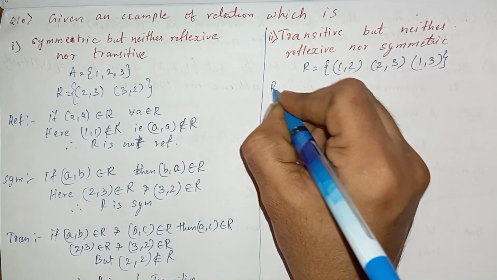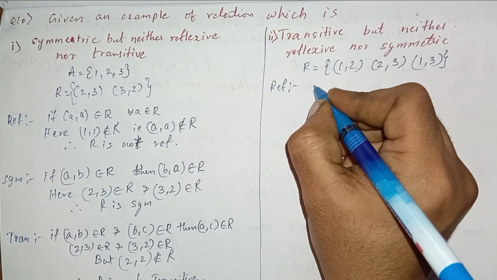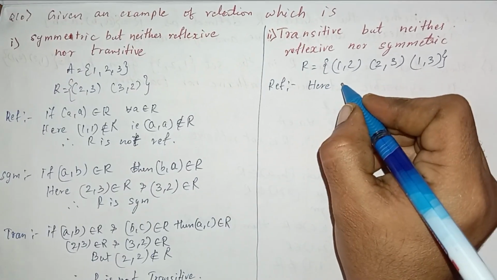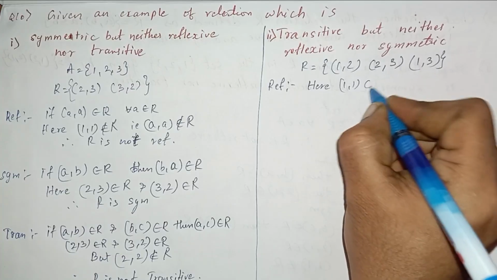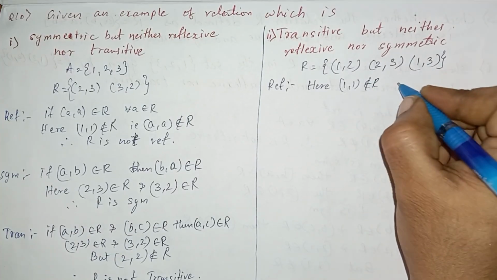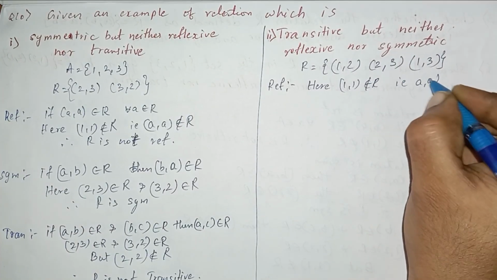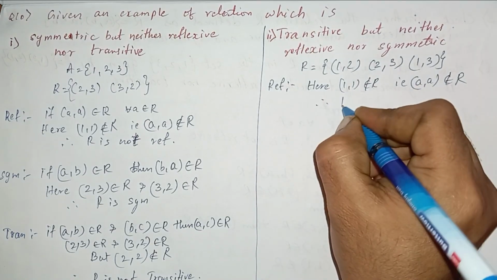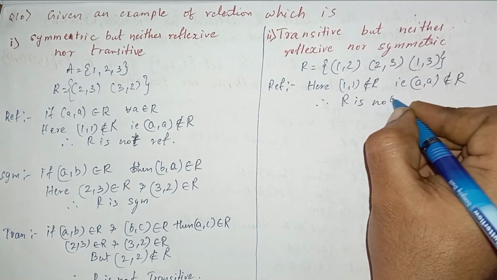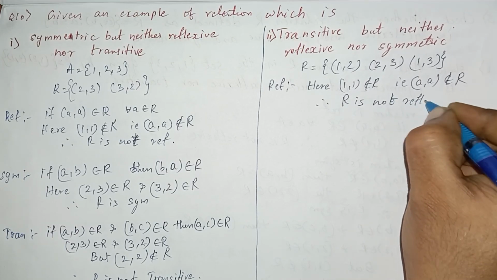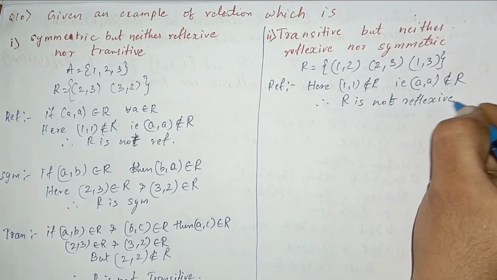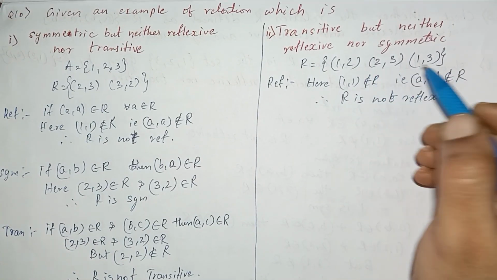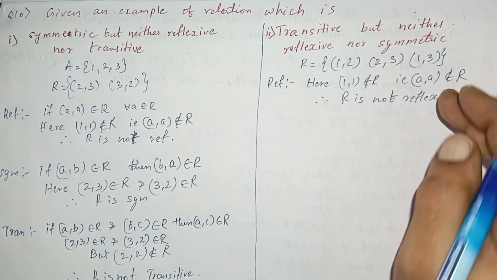So first is reflexive. Here you can see (1, 1) does not belong to R, that is, (a, a) does not belong to R. Therefore R is not reflexive. The pairs (1, 1), (2, 2), (3, 3) are not there, so this is not reflexive.